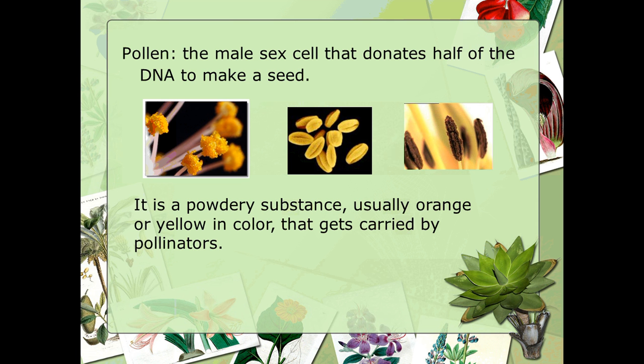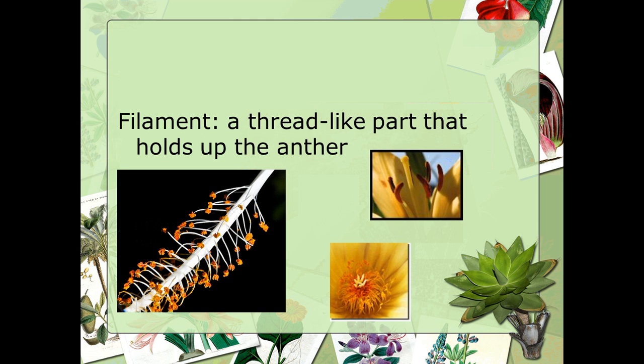What's a pollinator? Is that a superhero? No, it's bees. Bees are great pollinators. They get the pollen stuck to them, they buzz around from flower to flower, and they transfer the pollen so that plants are able to reproduce. We'll talk more about pollination in a little bit. Filament. This is the thread-like part that holds up the anther.